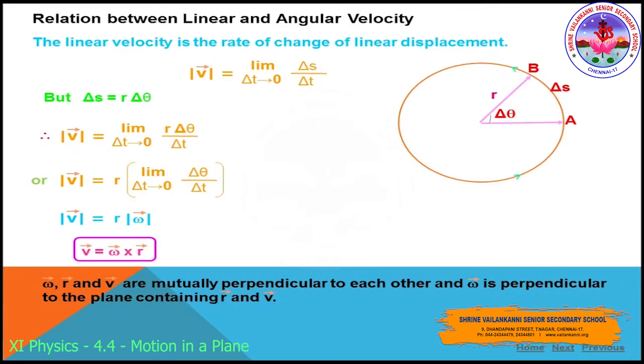Applying that value here, v vector is equal to the limit Δt tends to 0, and instead of Δs we write r into Δθ by Δt. Then the modulus of v vector is equal to r into omega, where Δθ by Δt is omega. So v is equal to omega vector cross r vector. Got it?